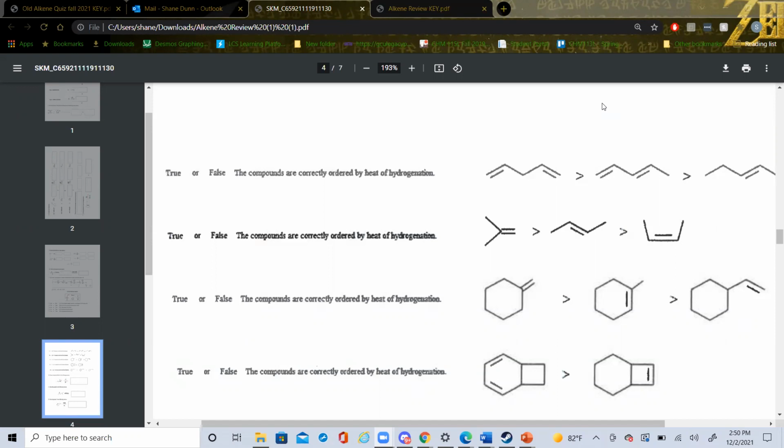So this concept, the heat of hydrogenation. Heat of hydrogenation is pretty simple when you think about it. What this is looking at is whether we're adding hydrogen. Hydrogenation is just a term for adding hydrogen, and the concept's pretty easy to think about. The more stable a molecule is, the less heat it's going to give off. So the more stable it is, the less heat it's going to give off.